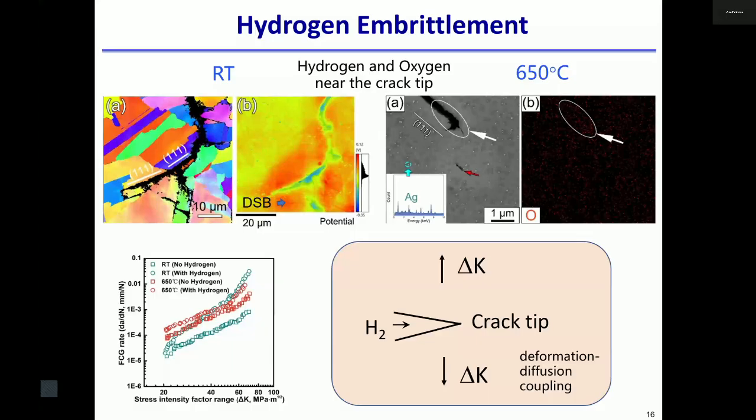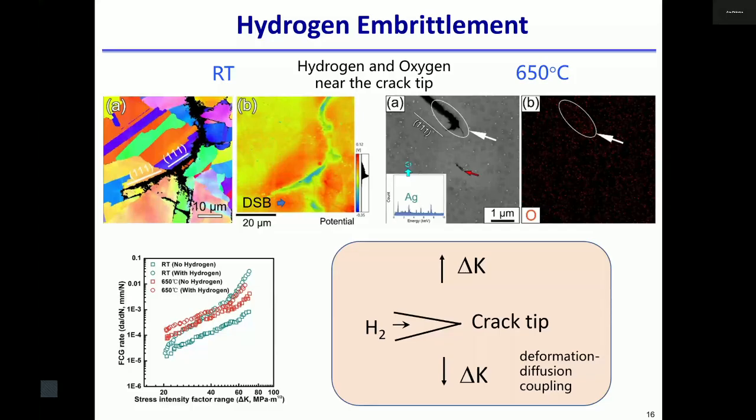And now we also try to visualize the crack tip. These two pictures basically show that we see the hydrogen near the crack tip, and also at high temperature, we see the oxygen as well. So room temperature is mainly hydrogen embrittlement, but at high temperature, we see combined hydrogen embrittlement and also oxidation.